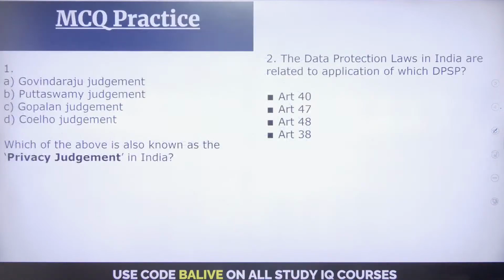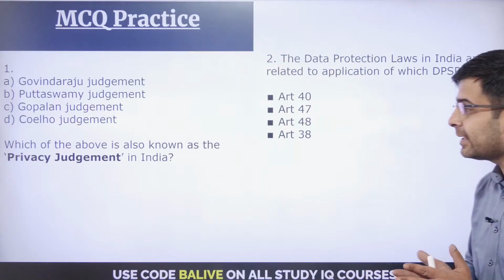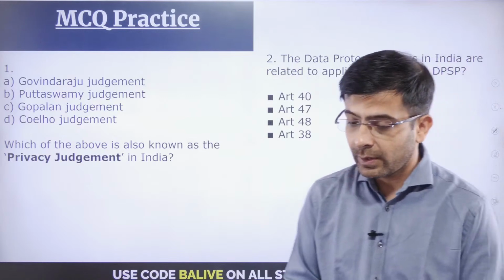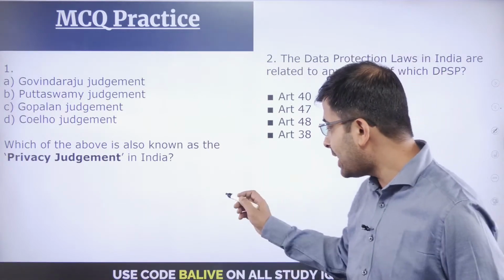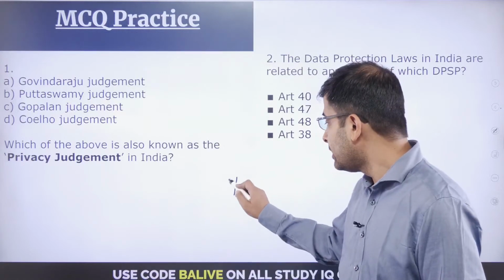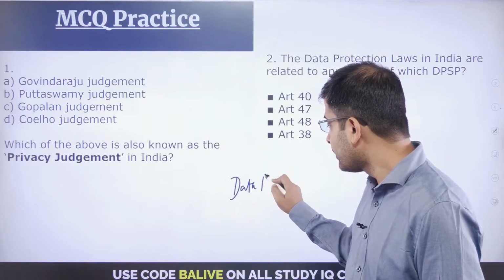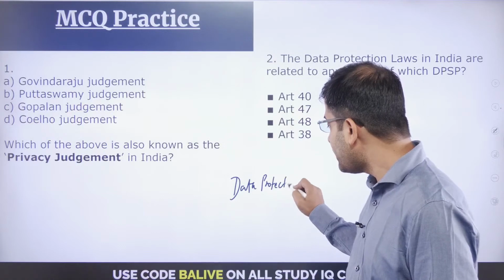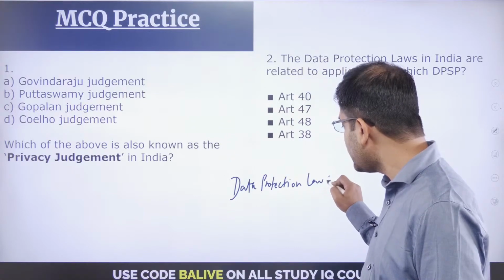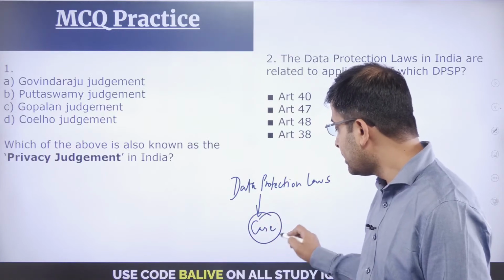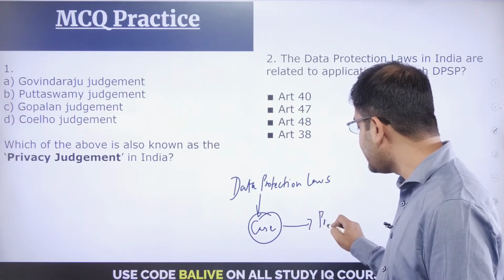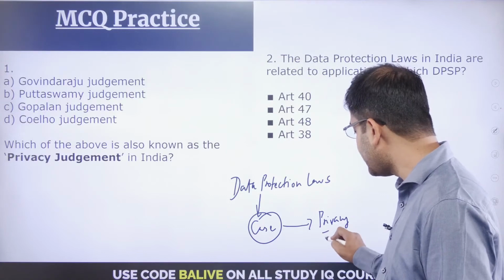Okay. Let's look at this, guys, now. Let's look at this question. Which of the above is also known as the privacy judgment in India? The privacy judgment. Okay. So this case recently had come up. In fact, when you go ahead and study, in the past we have done this on this very class. The data protection laws. So the data protection laws owe their origin to one particular recent case, which is essentially called the privacy judgment of India. The privacy judgment.